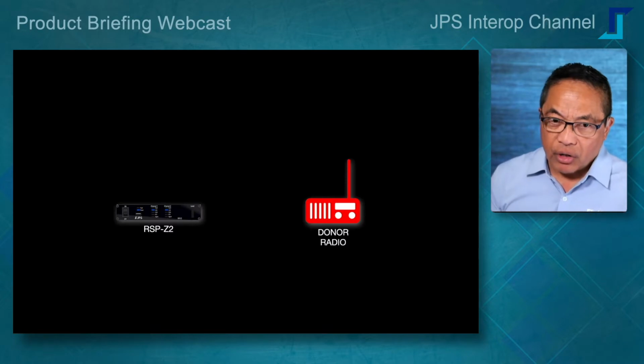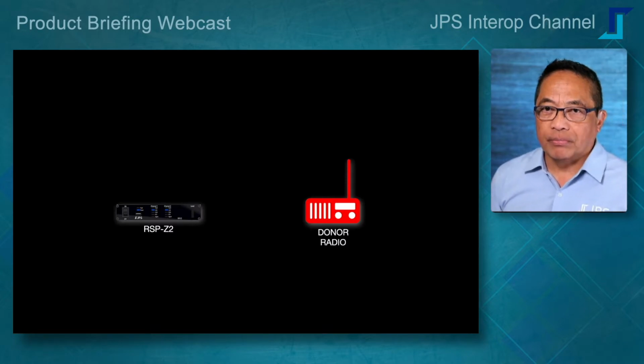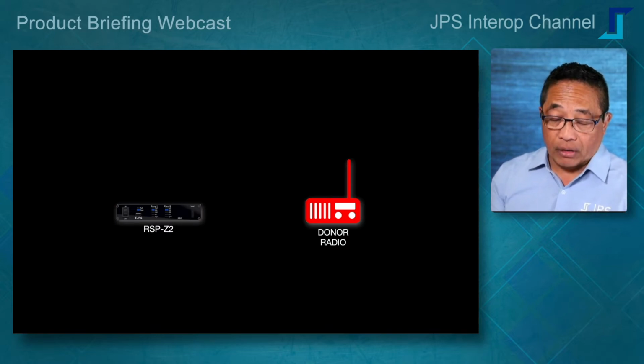Carol, before we start talking about the new adaptive transmit audio delay features of version 4 of the RSP-Z2, I think we should start talking about why we need transmit delay. And I got a good example of what happens if we don't have transmit audio delay. So in this example, I have an RSP-Z2 at the left and a donor radio at the right. And for all intents and purposes, there is infrastructure at the right.